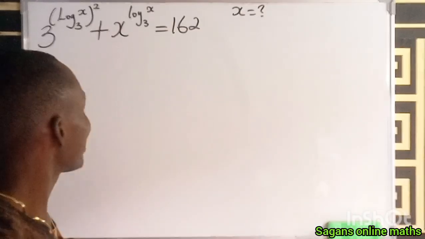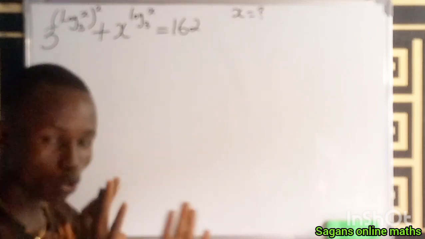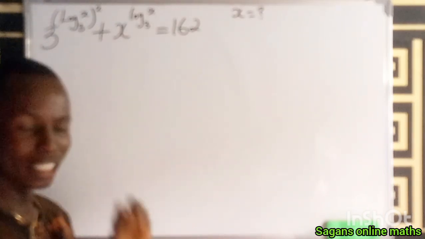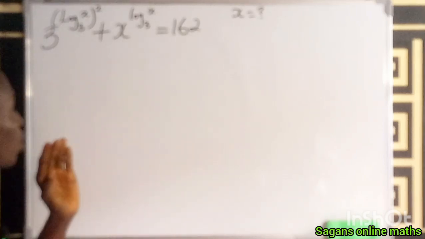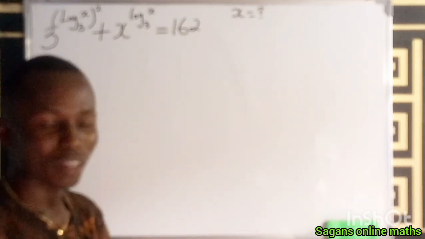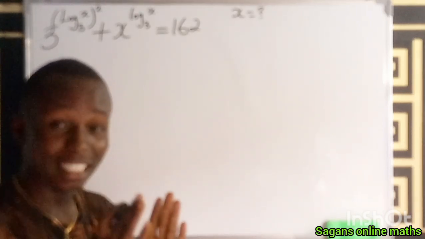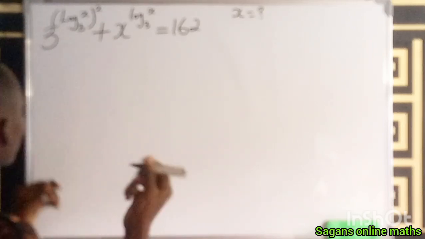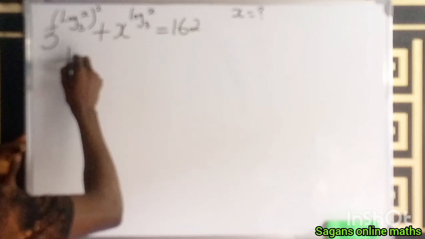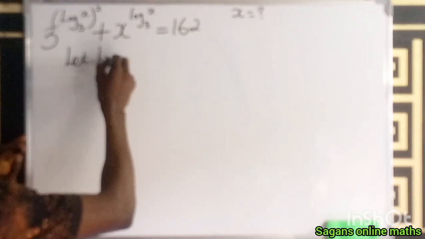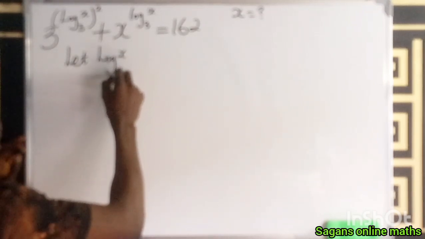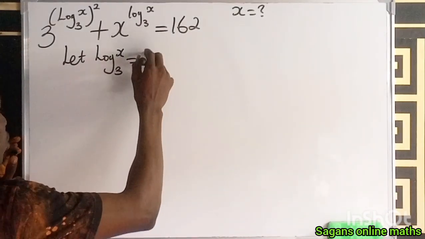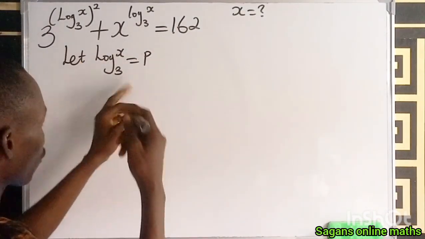Right? Now at this point, don't stress yourself. Observe what is common in this equation. We can say that log x base 3 is common. Let log x base 3 represent any variable of your choice. So I'm not wrong, I can say that let log x base 3 equal P, because P is my favorite variable.